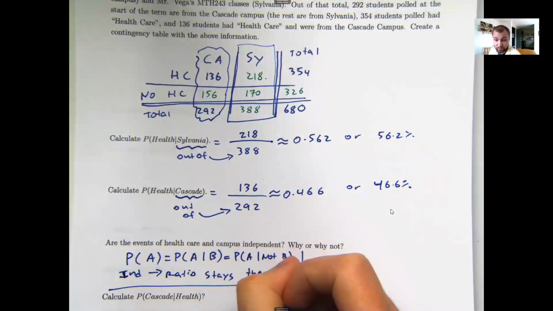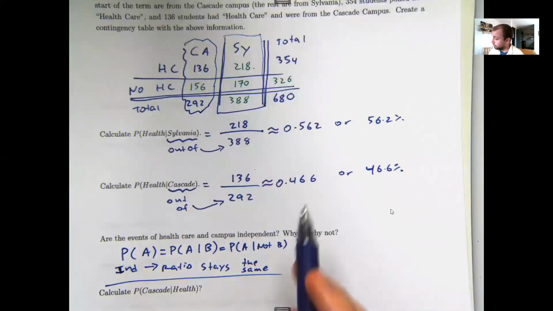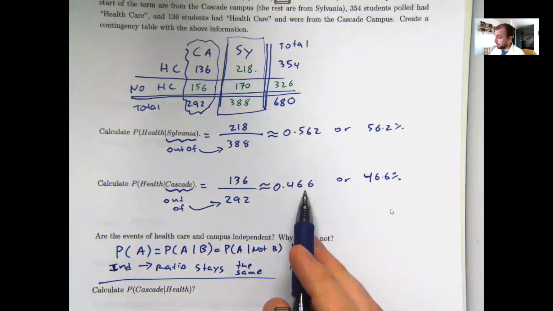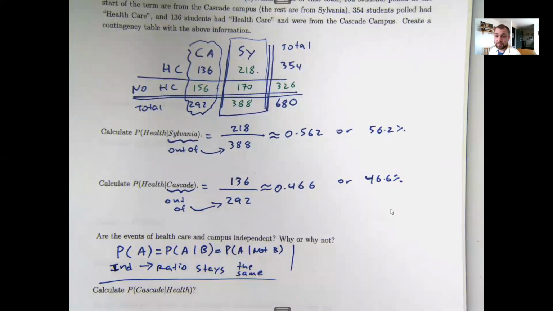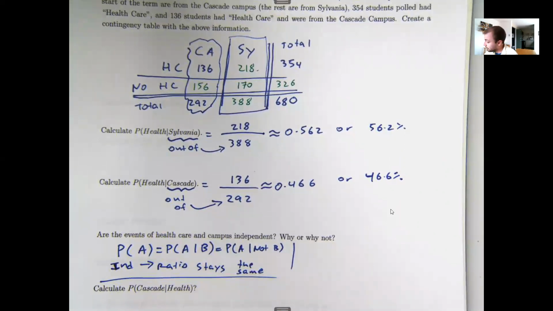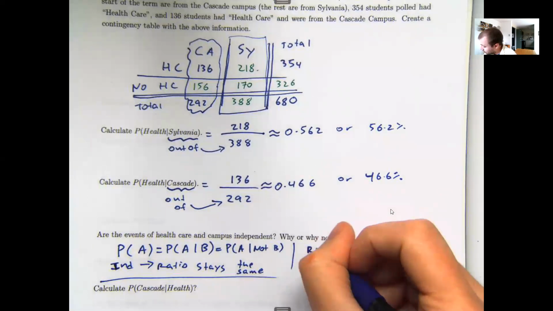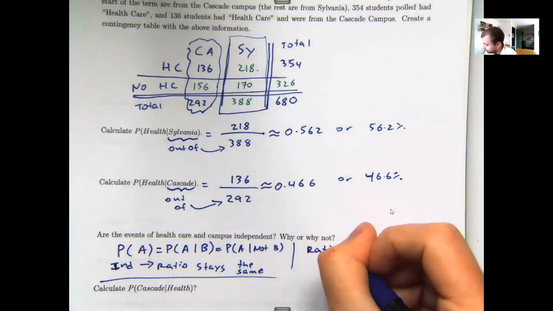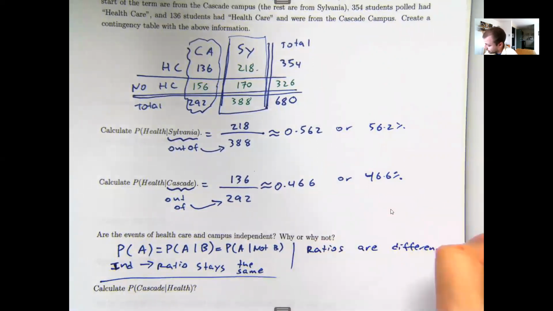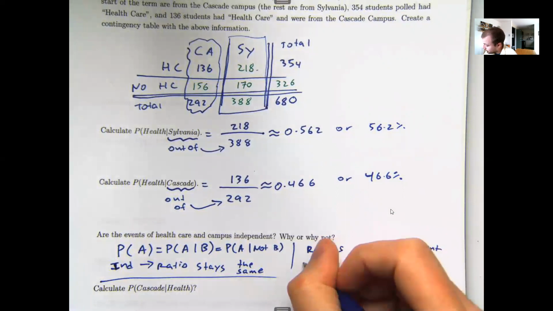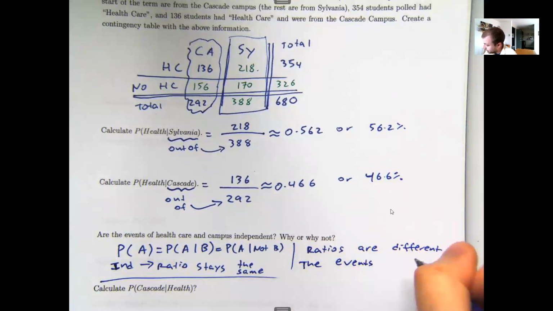But I see a problem here, or not a problem as much as just a discovery. 46% of students from Cascade have healthcare, 56% from Slovenia do. So there is a relationship. And since the ratios are different, the events are dependent.